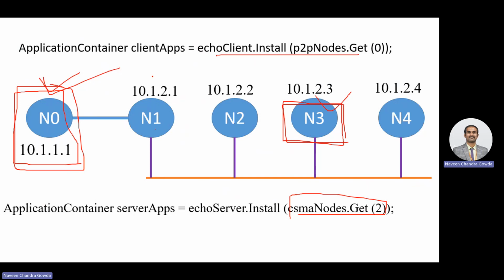If you want to make this a client, then instead of P2P nodes, you make it CSMA node 0. At that time this will become the client. If you want to make this a server, in such a case CSMA node 3. Like that, you can make any node a client and any node a server among all this set of nodes. Fine.